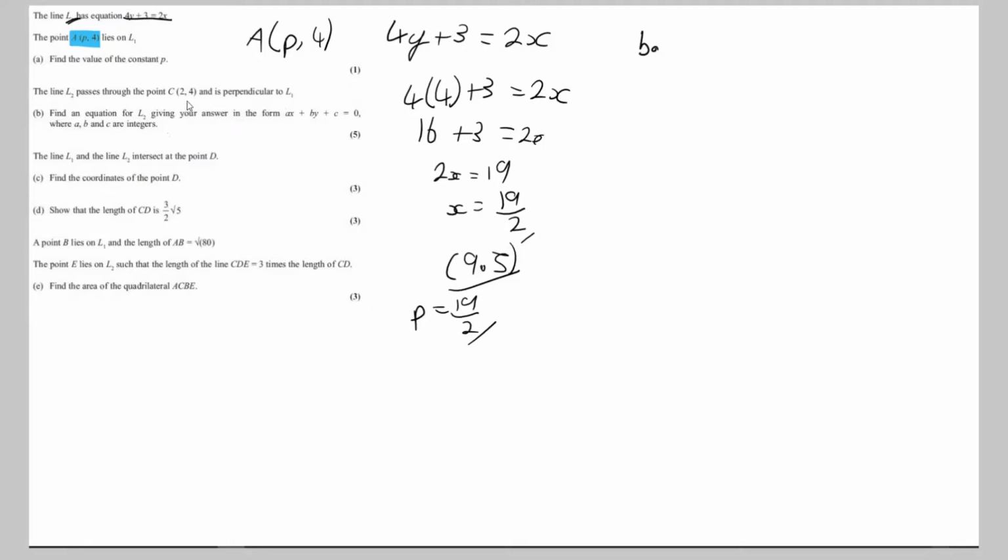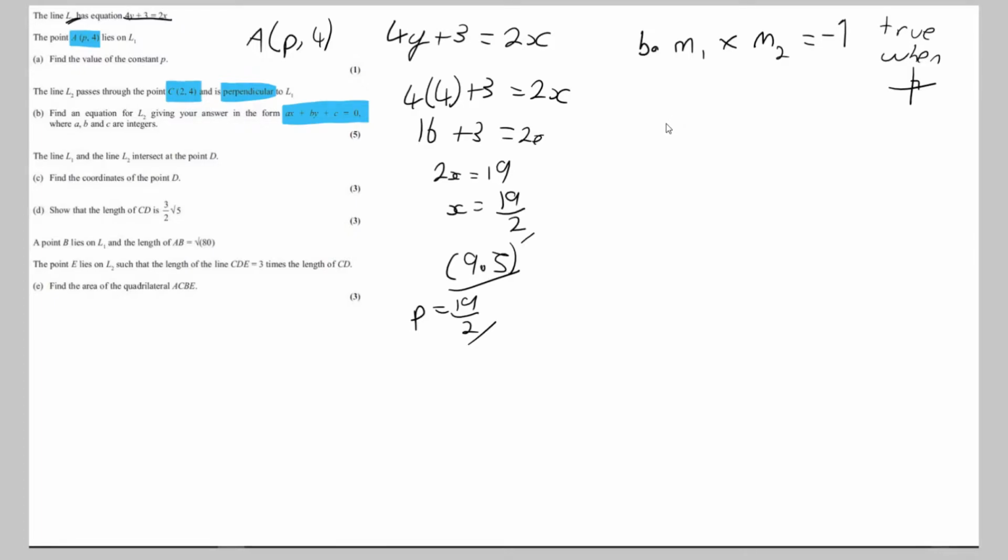The line L2 passes through the point C, which has coordinates 2 and 4, and is perpendicular. That is important to L1. Find the equation of L2, giving it in this specific form. Okay, because it's perpendicular, we know that its gradient is the negative reciprocal of L1. So we know the property, the gradient of line 1 times the gradient of line 2 is equal to minus 1. This is true when perpendicular. I'm just going to draw this little symbol to represent perpendicular.